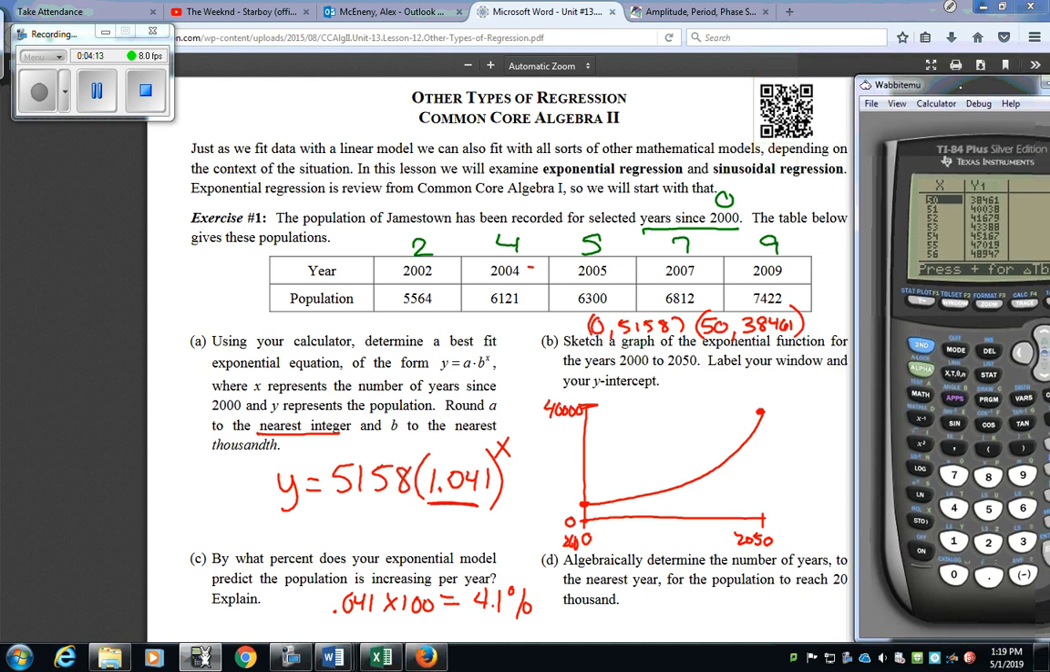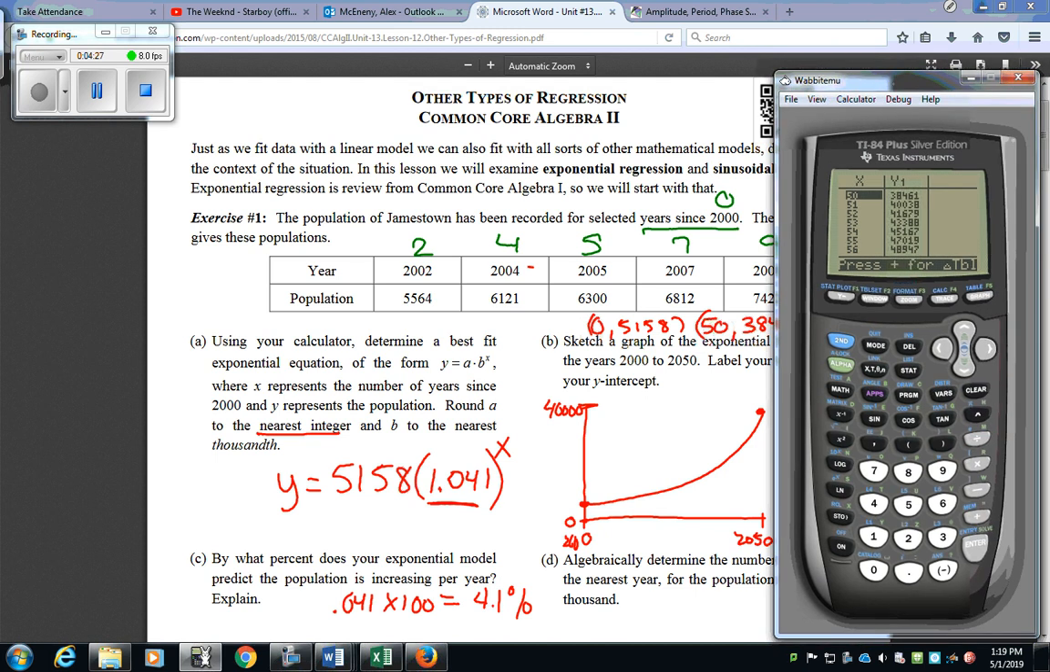Now we're going to do this other one graphically. I know it says algebraically, but we're going to do it graphically, because otherwise you have to use a logarithm for that. So in the case of D, when does the population reach 20,000? Well, we got our table up already. So to the nearest year, when do we get to 20,000? As I move up my table, it looks like the closest one is going to be 34. So at 34 years, or in this case the year 2034, that is the year that we get closest to 20,000.